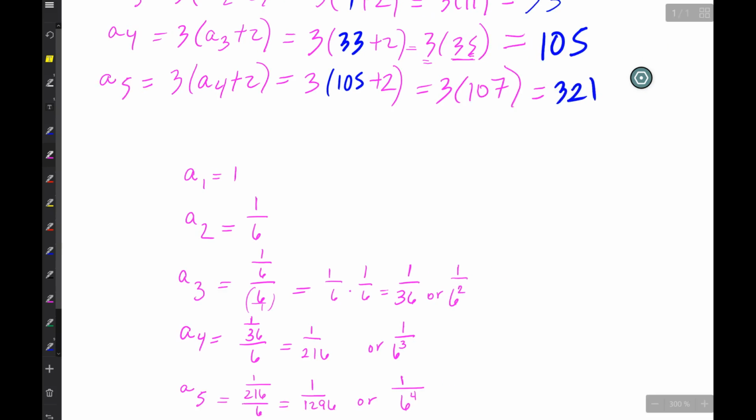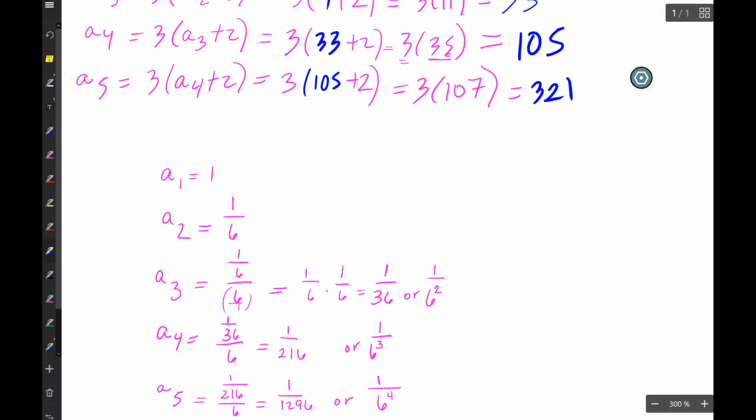Now, this is one where we could actually generalize and kind of like Fibonacci, we could find the formula for the nth term. What would it be? 1 over 6. Yes. 1 over 6 raised to the n minus 1 power.